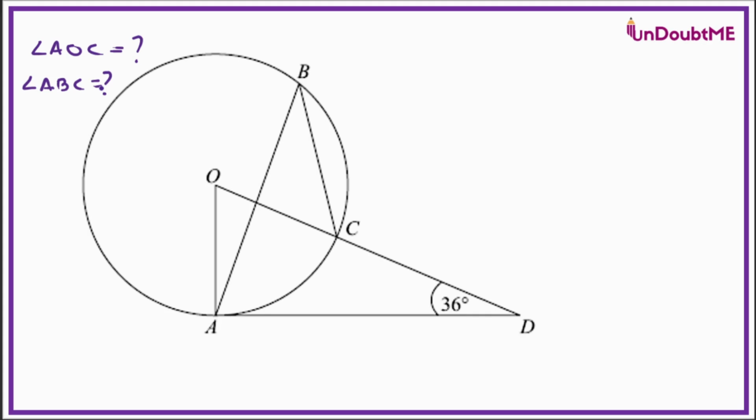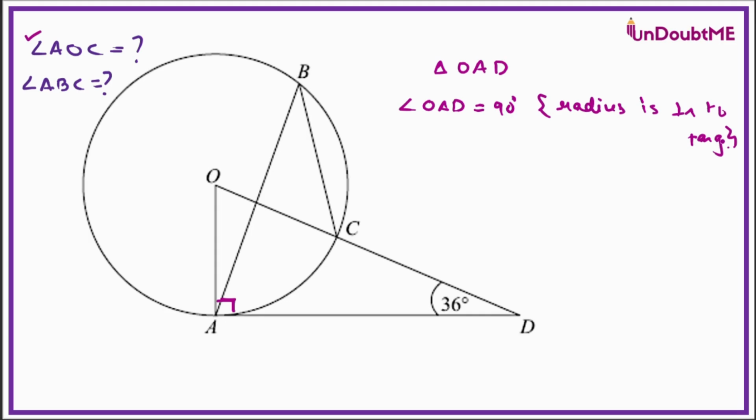First thing is, in order to get AOC, we will look at the triangle OAD. In triangle OAD, angle OAD is 90 degrees because radius is perpendicular to tangent. Okay, because of that we can get the third angle.